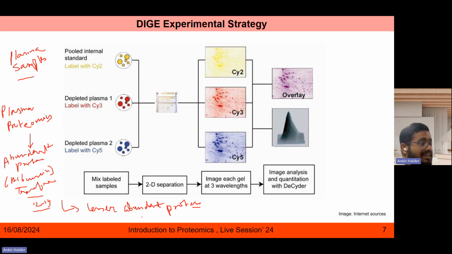One condition is with Cy3, one other condition with Cy5, and the pooled internal standard with the Cy2. And then what we are doing is that we are taking the picture and finally overlaying for each spot. So what we are talking about is the mixed labeled sample, 2D separation, then followed by imaging each gel at three different wavelengths, Cy2, Cy3, Cy5, sample 1, sample 2, and pooled, and image analysis.